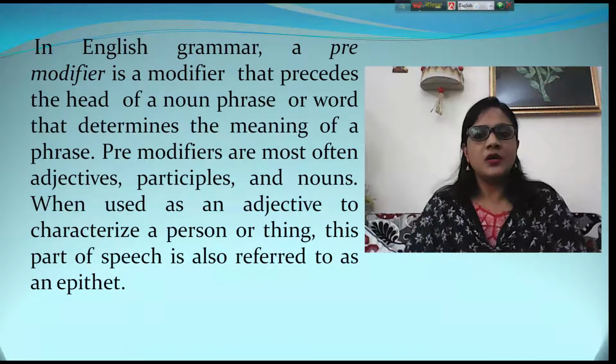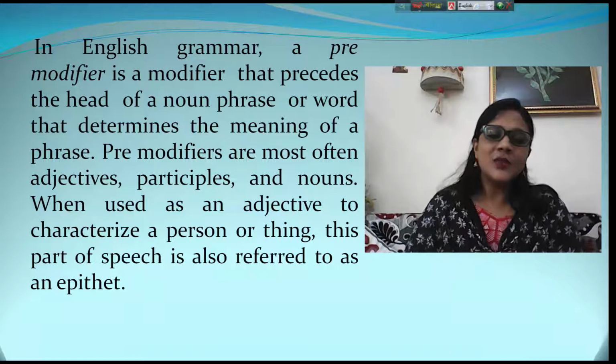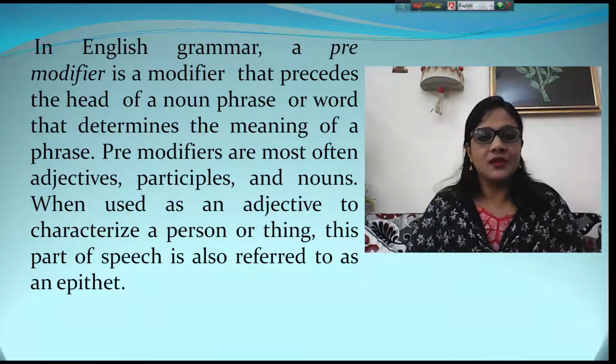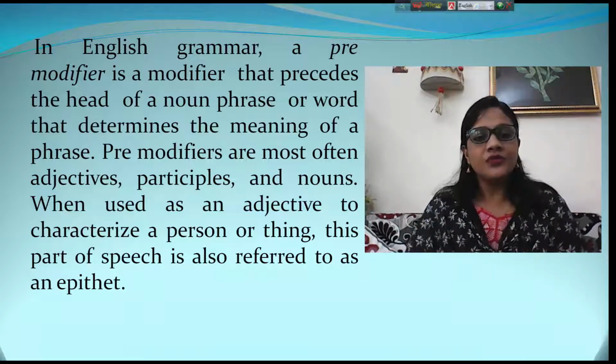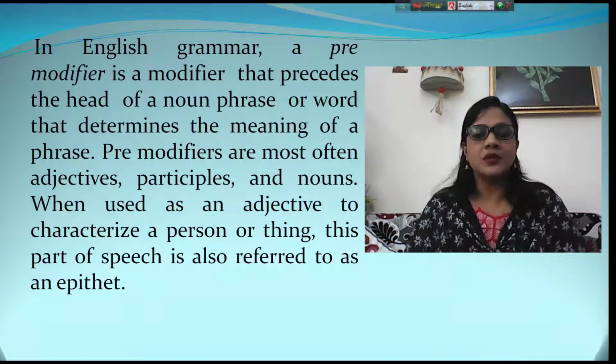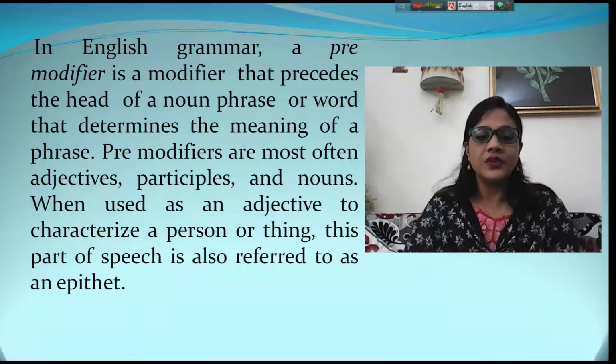In English grammar, a pre-modifier is a modifier that precedes the head of a noun phrase, or a word that determines the meaning of a phrase. Pre-modifiers are most often adjectives, participles, and nouns. When used as an adjective to characterize a person or thing, this part of speech is also referred to as an epithet.